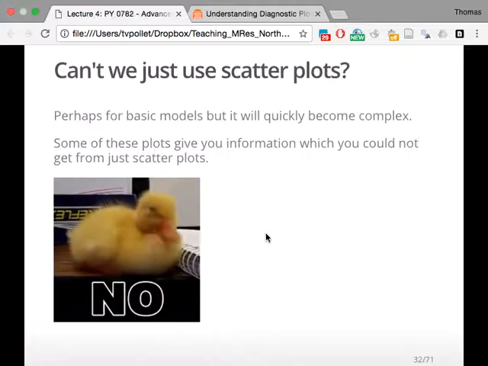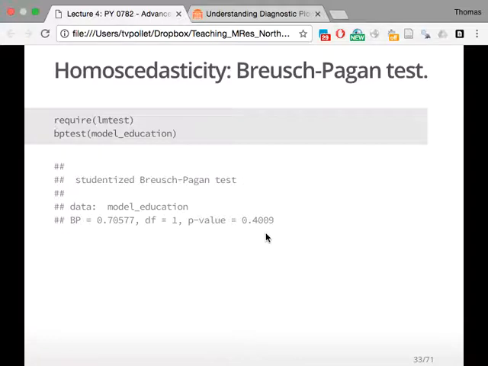There are ways to get ggplot to make prettier plots than those, but for your diagnostic purposes, those plots are sufficient. Some of these plots will give you information which you would not easily derive from a scatter plot, especially if you have 3 or 4 variables. Currently we have a very simple case, which is 1 predictor, but if you add more and more, it will become more and more complex. So don't just do that.